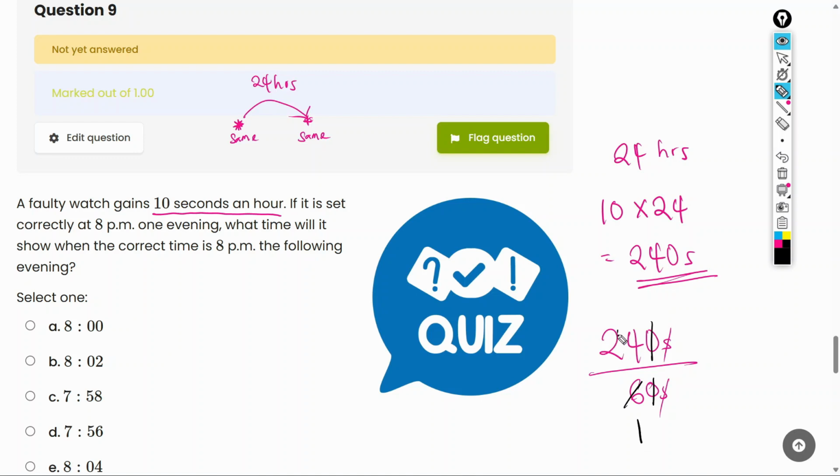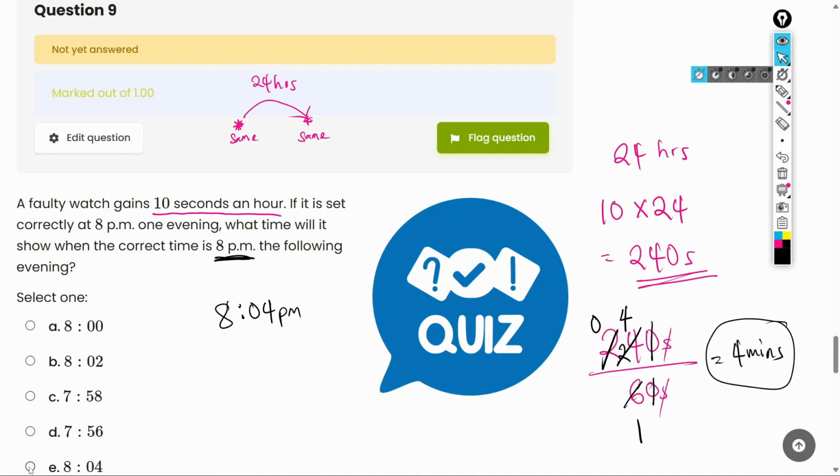6 into 6 is 1. 6 into 2 cannot go. We carry 2. 6 into 24 is 4. So that's 4 minutes. It gains 4 minutes in 24 hours. So what time will it show when the correct time is 8 p.m.? When the correct time is 8 p.m., it would have gained 4 minutes on top of that. So it will show 8:04 p.m. 8:04 is right here.